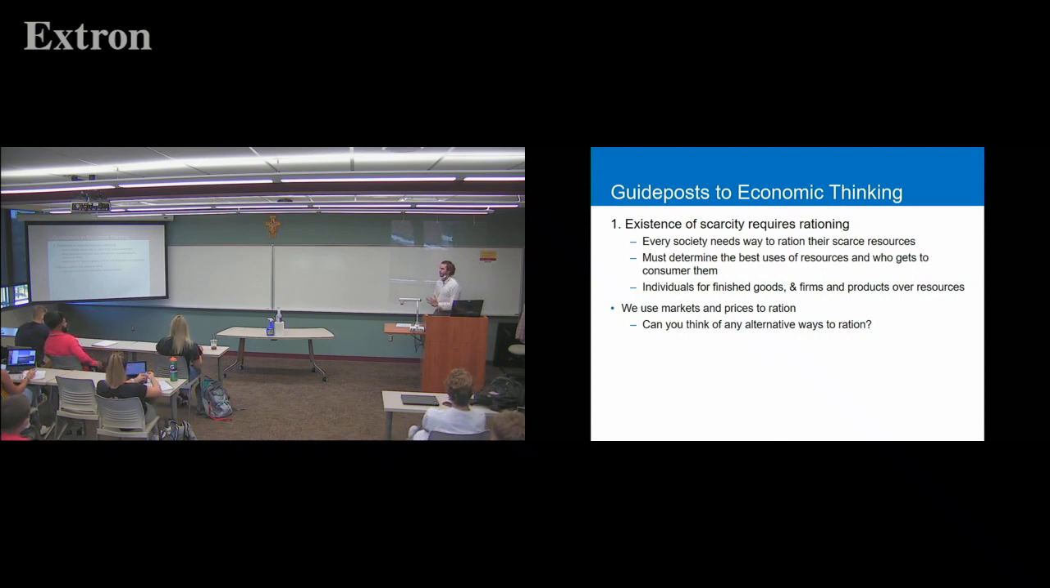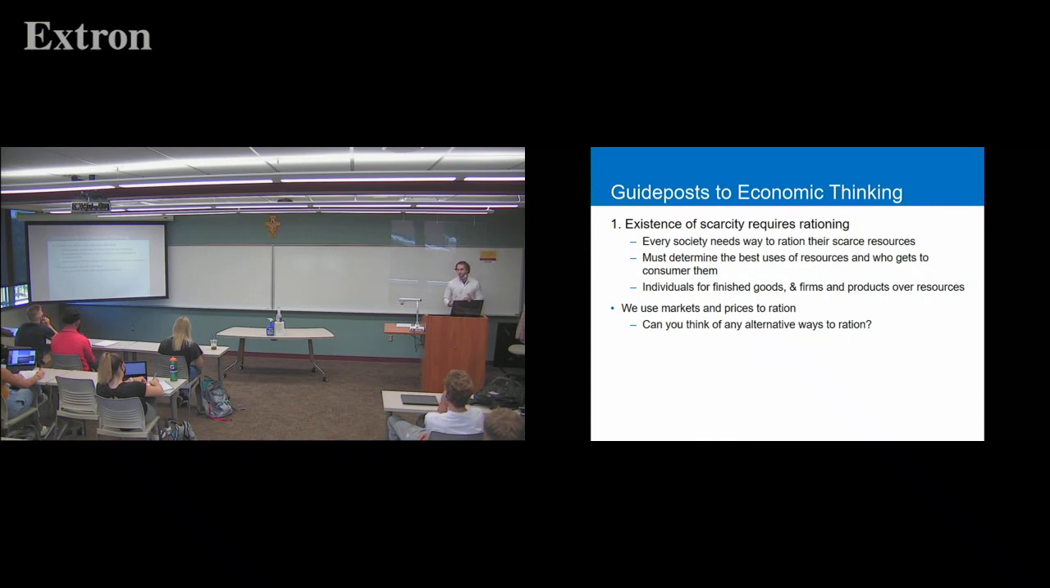So this existence of scarcity requires rationing. You've got to figure out some way to ration these goods. We have to determine what are the best uses of resources, and then we have to determine who gets to consume those. For finished goods, it's individuals. Which individuals are going to get what, how many are they going to get? And then for natural resources and for certain types of products that go into producing a final product, firms are going to need to compete to figure out how to allocate those resources.